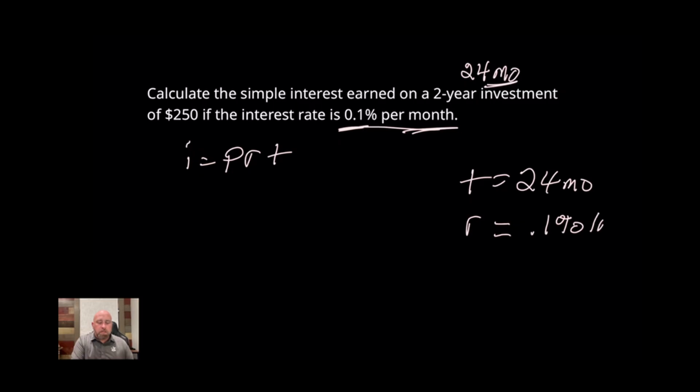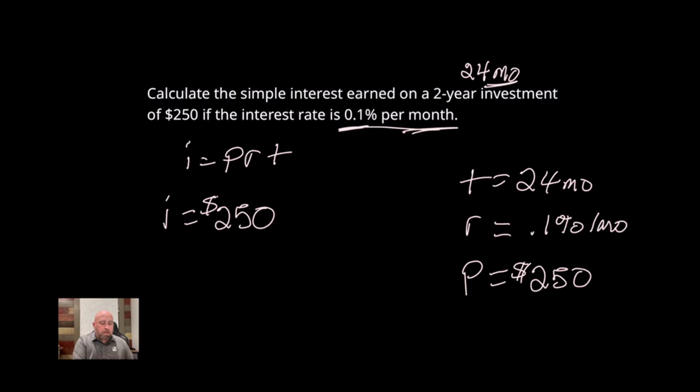So our rate is 0.1% per month, okay? And then our P is our principal. So our principal was $250. The amount we put in is our principal, and that's $250. Now what we do is we just plug it all in here. So I equals $250, times, put a little dot there, the rate.